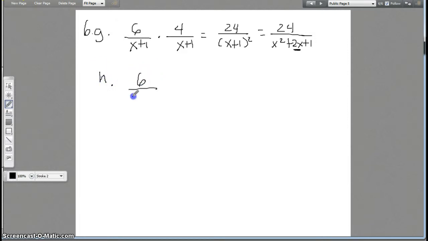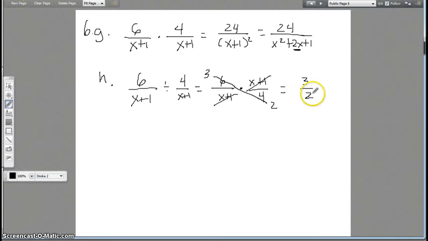Part H is 6 over x plus 1 divided by 4 over x plus 1. Remember, whenever you're dividing, you copy your first fraction, and then you change your divided to a times, and then you flip over your second fraction. Our x plus 1's cancel. Our 6 and our 4, those can both be divided by 2. 6 divided by 2 is 3. 4 divided by 2 is 2. And you'll see that we end up with 3/2 as our final answer. So this was number 6, which is just like number 11 that I assigned as homework.